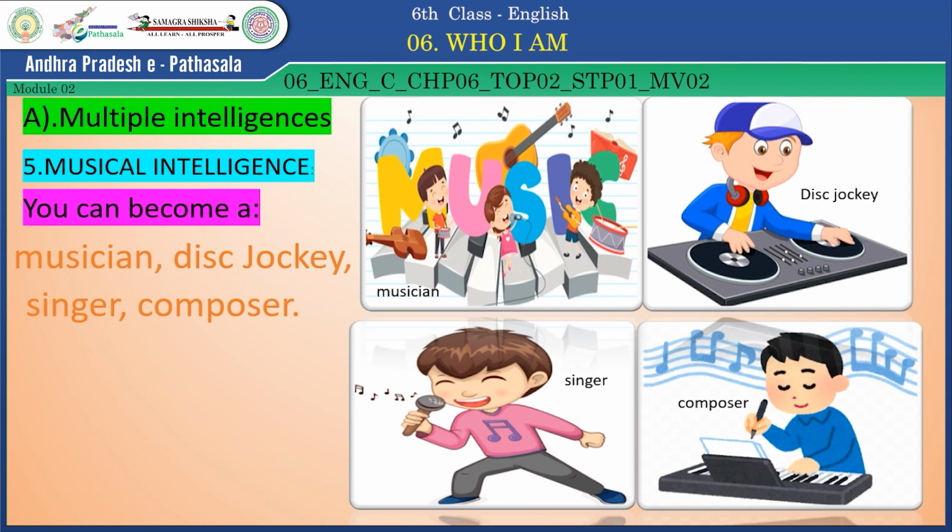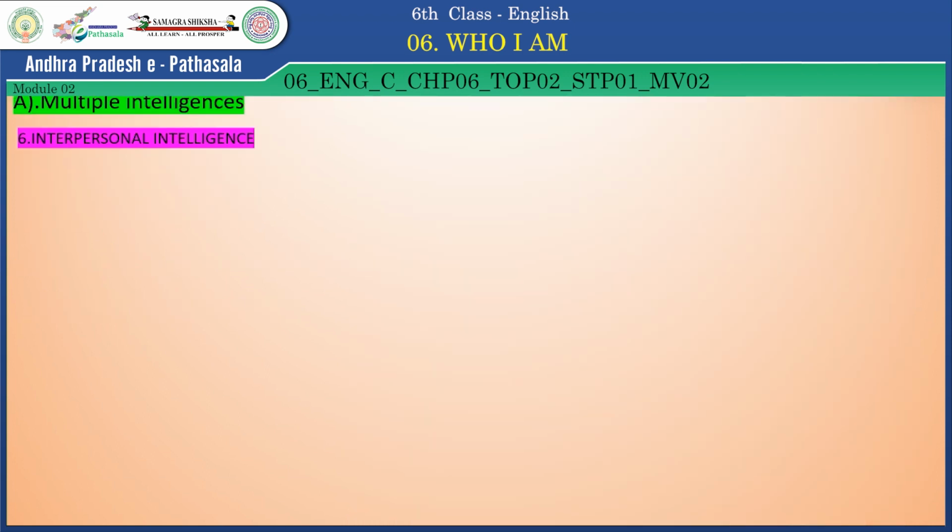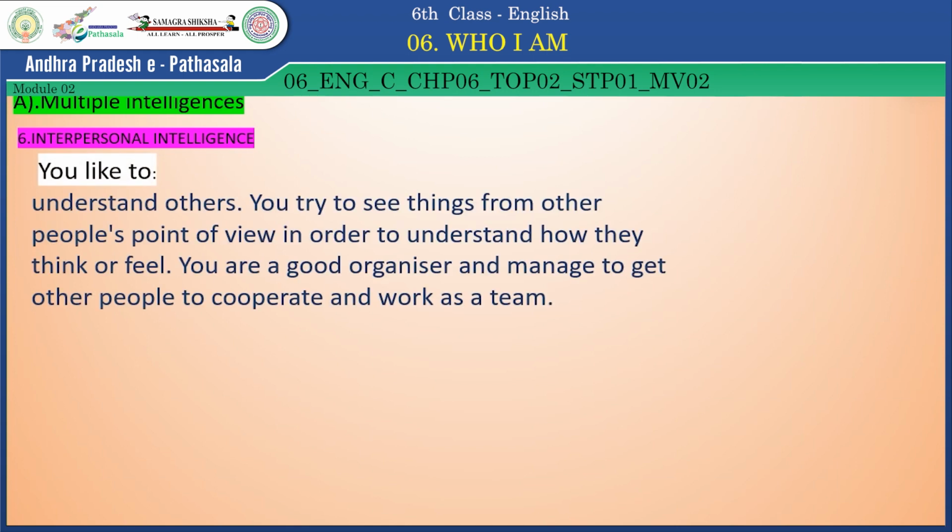Children, shall we see the sixth one, interpersonal intelligence? You like to understand others. You try to see things from other people's point of view in order to understand how they think or feel. You are a good organizer and manage to get other people to cooperate and work as a team.